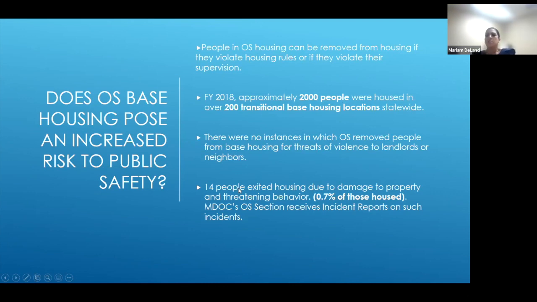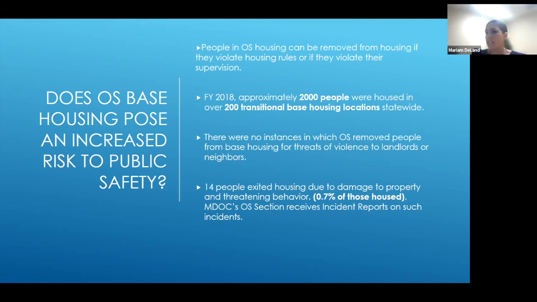To the question of whether OS base housing poses an increased risk to public safety. This is not specific to sex offenders, but just in terms of speaking to landlords and property management companies, and even to ourselves and our internal team, dealing with the perception that this is a more difficult population to house. We did a survey to see whether that was true. We only looked at 1 year in this particular survey, but we asked how many people had been removed from our housing due to a few different types of very serious circumstances, including threatening behavior to landlords, neighbors, and such. In the year that we looked at, we had about 2,000 people housed at 200 different locations, and there were no instances reported by our staff or by parole in which OS removed people from base housing for threats of violence to landlords or neighbors.